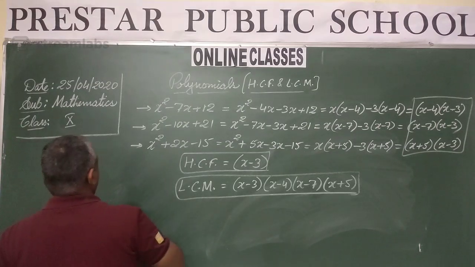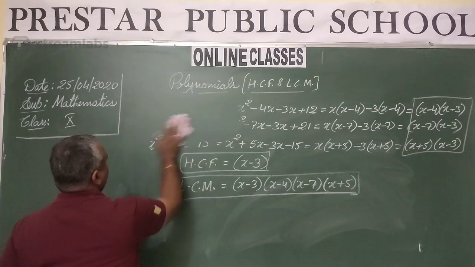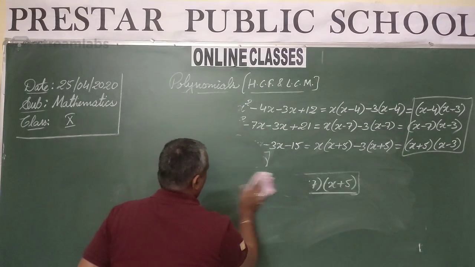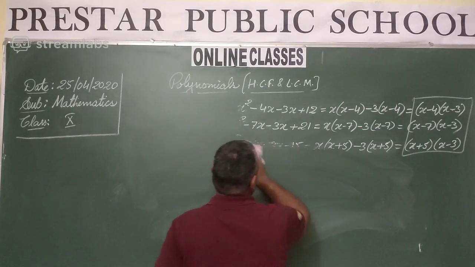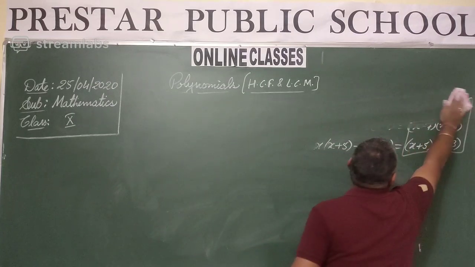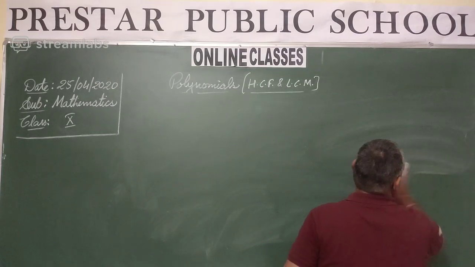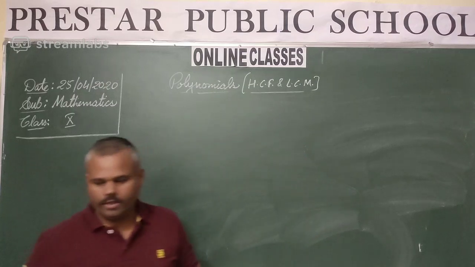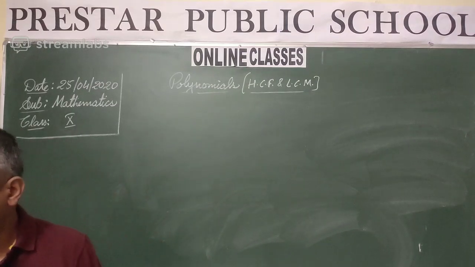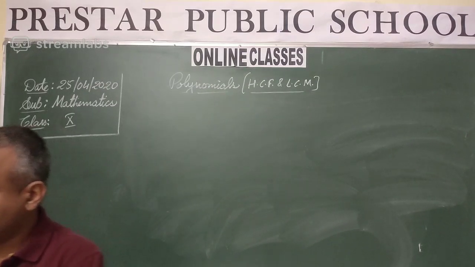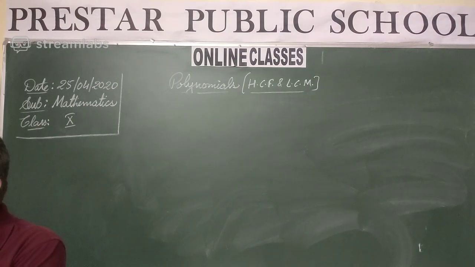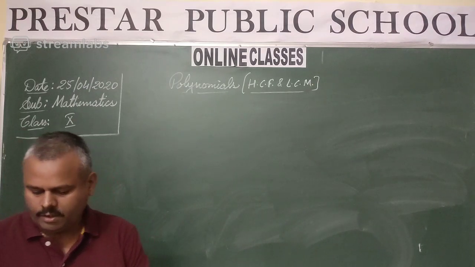You have to just make sure that the factorization which you do should be correct. If your factors are wrong, then the remaining part of the solution will also be wrong. So try to factorize them in a proper way so that you get the exact result.